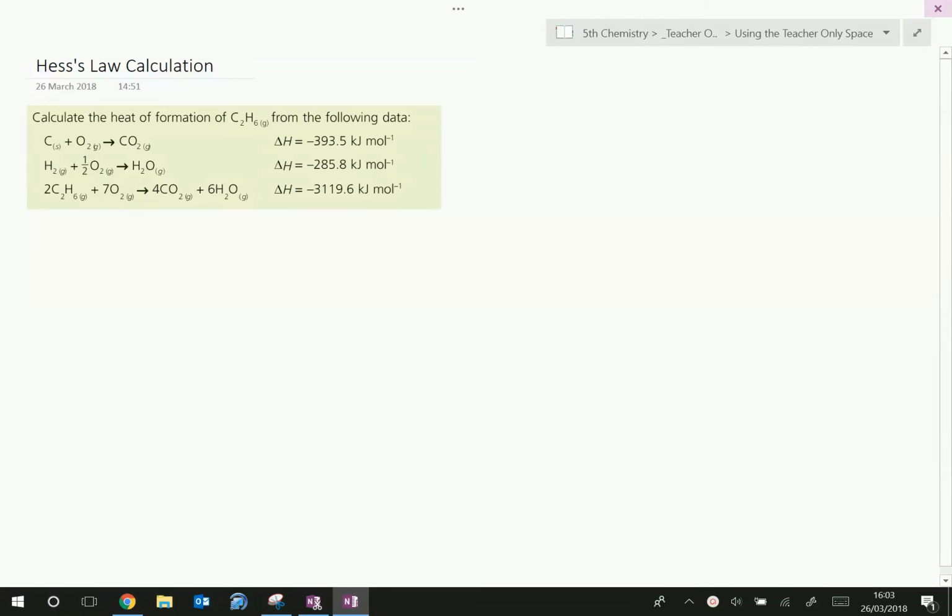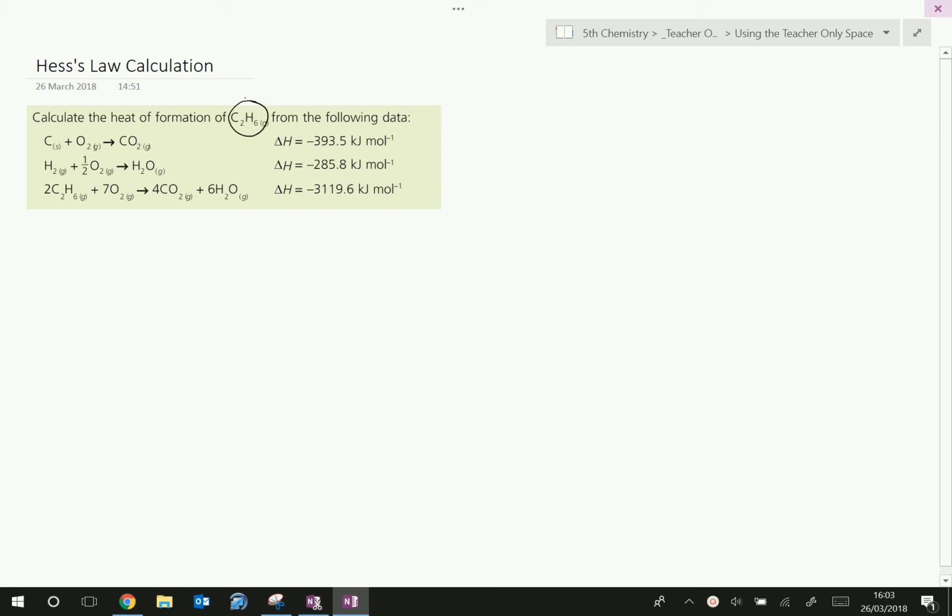In this question we're being asked to calculate the heat of formation of C2H6 from the following data. So we're given two heats of formation and a heat of combustion there. So we're given three pieces of information. And what we need to do is get the heat of formation of this C2H6 here.